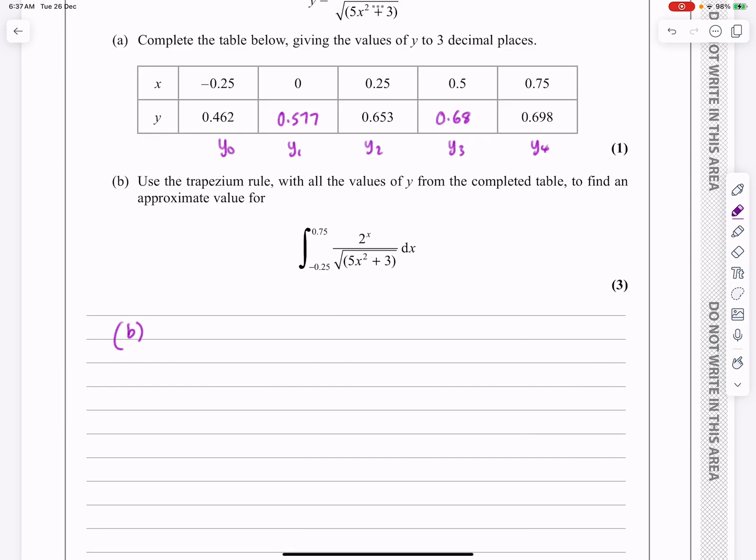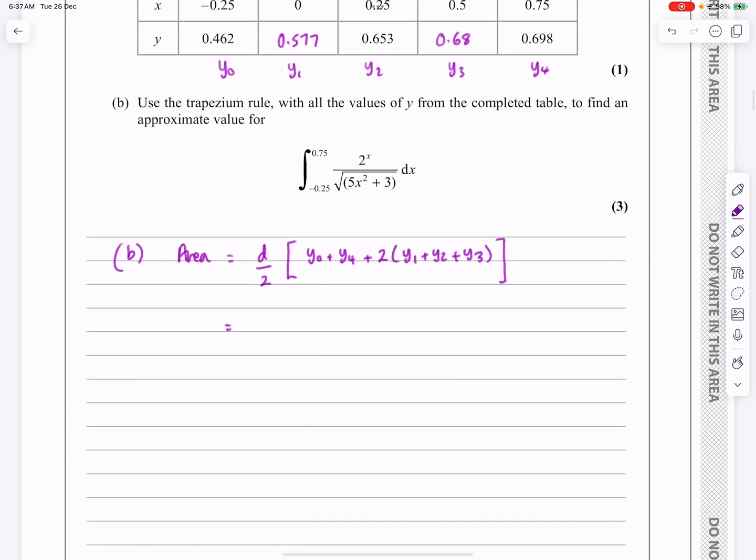So part B, if I'm trying to work out the area, the trapezium rule is just d over 2. d is the gap there, which again is constant all the way through at 0.25. And then it's the first term and the last term, in this case y0 and y4, and 2 lots of everything else, which in this case is y1 plus y2 plus y3. So write that down, just sub in all the values, so 0.25 over 2, and just be careful when you're reading them, and then this should be really straightforward if you don't make any silly copying errors.